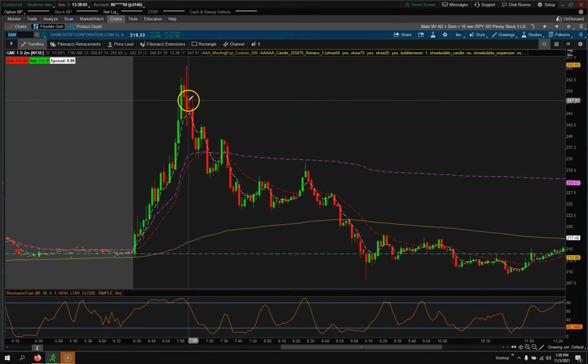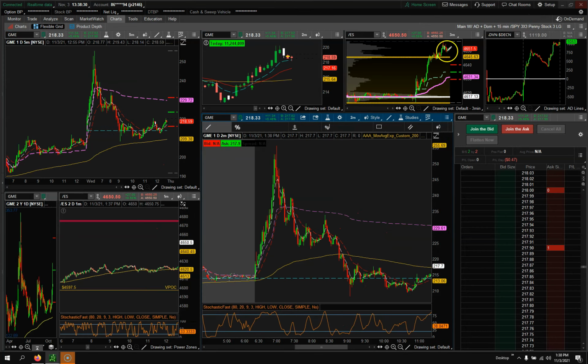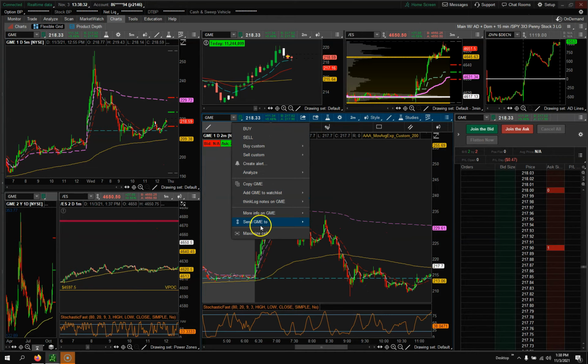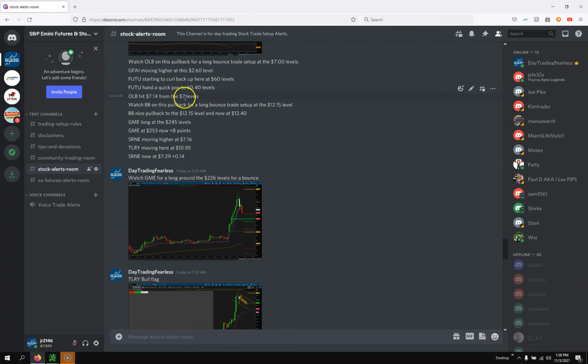It was on this pullback, went all the way up to 255 from the 245 call. Nice move. Actually moved a total of about 10 points. But again, give me 2 points, $2 or $3, right? Get me out, because I understand the spread's usually 80 cents or $1 or something like that. So that's what's going on with GME.